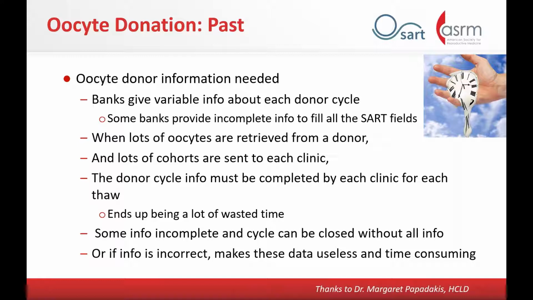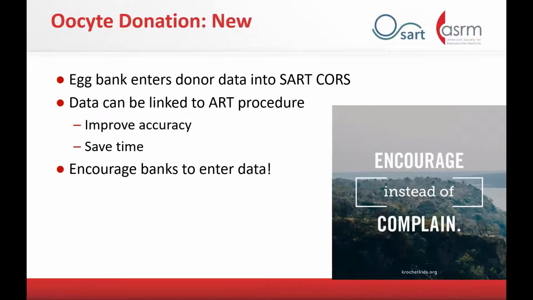Some of the information can be incomplete, and sometimes the cycle is closed without all the information. Or if the information is incorrect, it makes the data useless and time-consuming. So we want to encourage instead of complain.